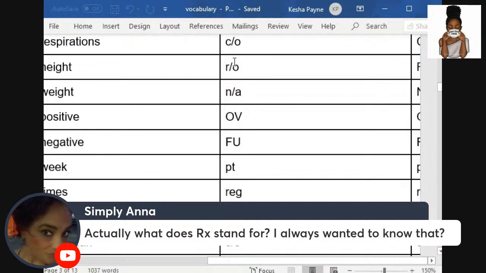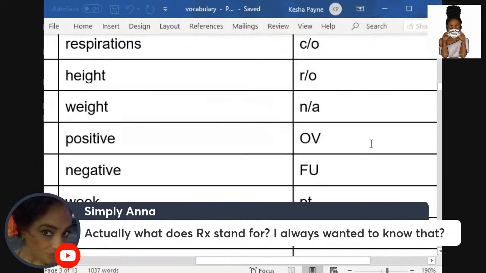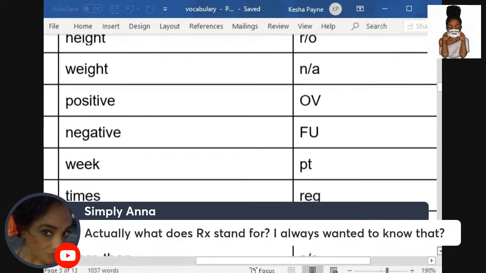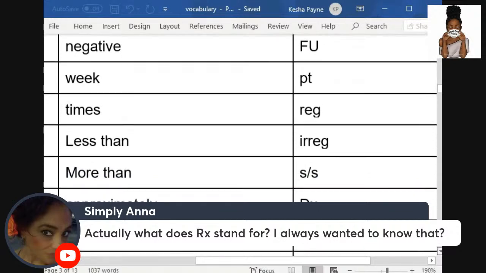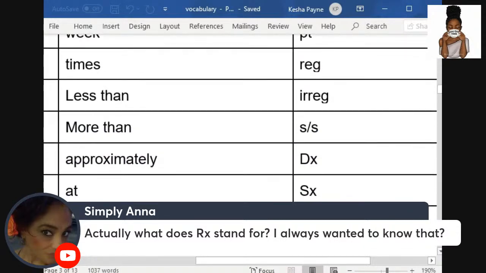CO is complaint of, RO rule out, NA non-applicable. OV office visit, FU follow-up. I think I got muscle memory, y'all, because I did this 20 years ago. PT patient, REG regular, IRREG irregular, S/S signs and symptoms. I think that's signs and symptoms. Yes, signs and symptoms. DX diagnosis.